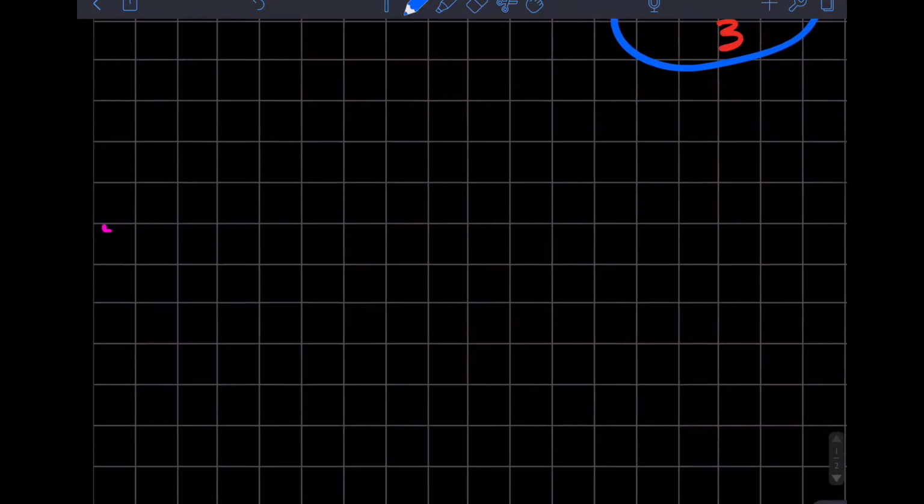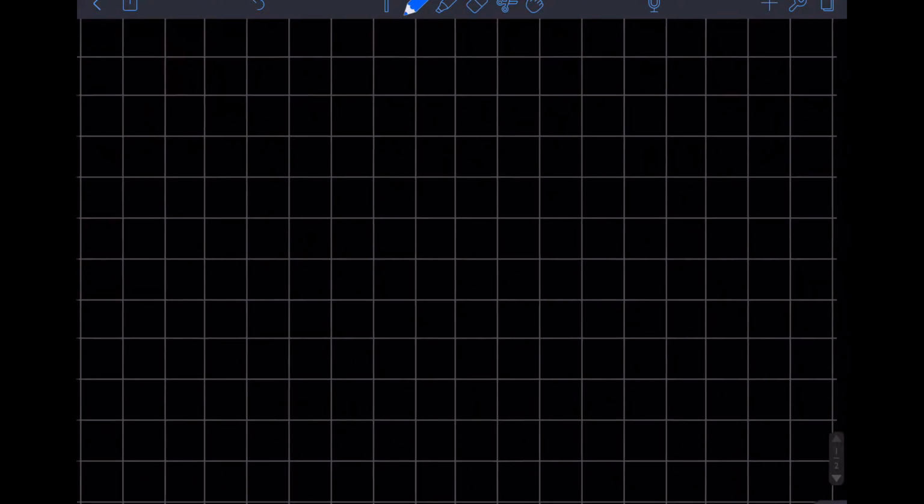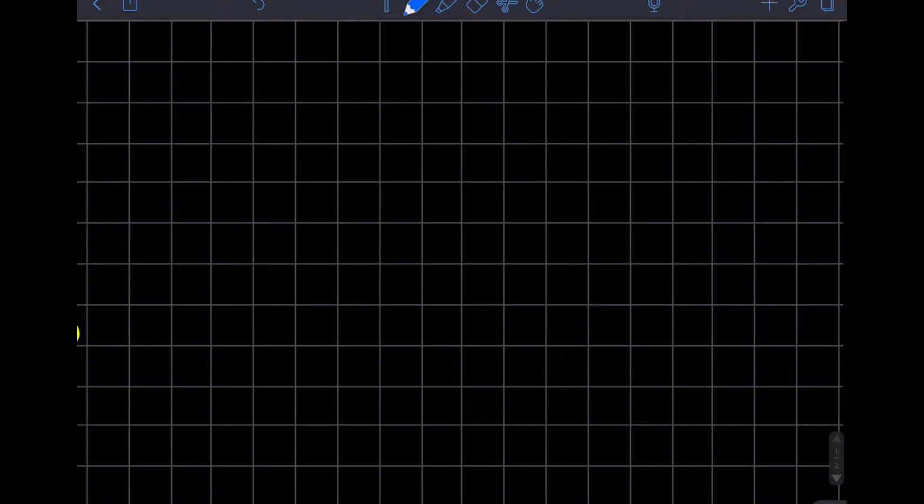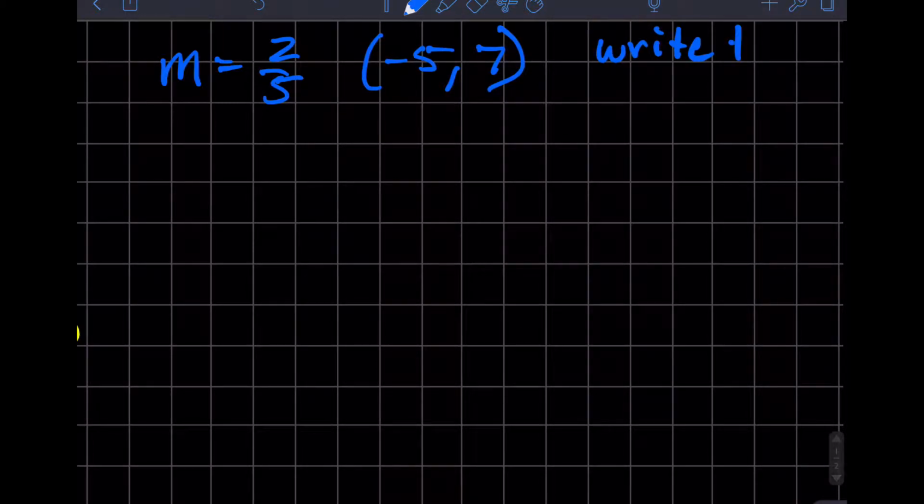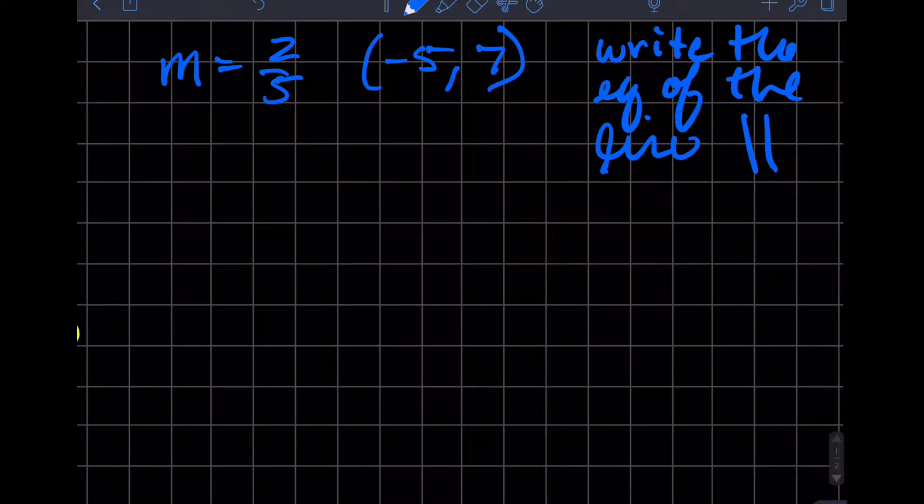So what kind of tasks are you going to be asked to do? Let's see. 1, you're going to be given a slope, let's say 2/5, and another set of points, let's say -5, 7, and you're going to be asked to write the equation of the line that is parallel to this line but goes through that point.